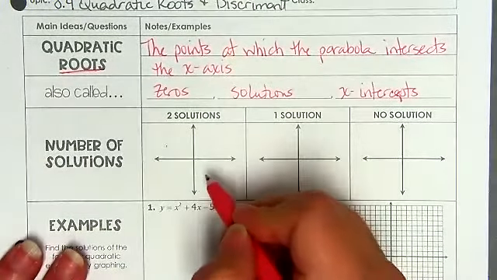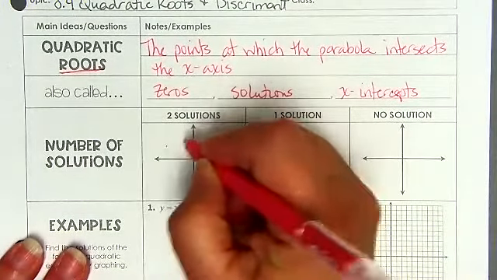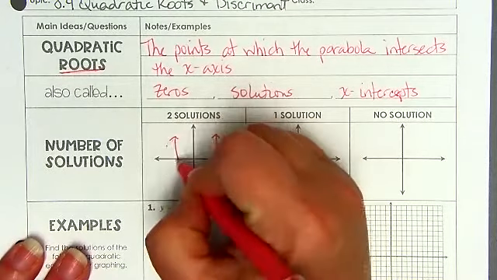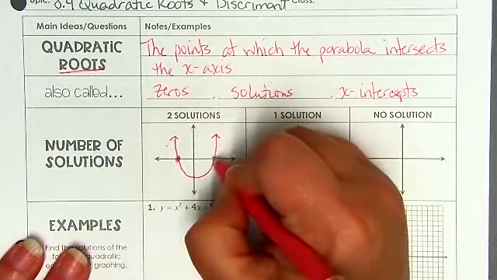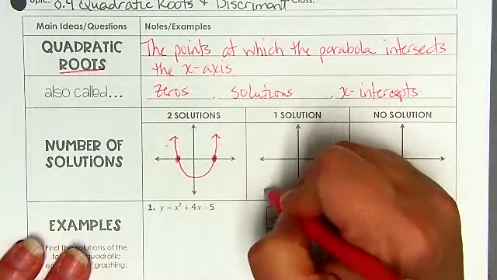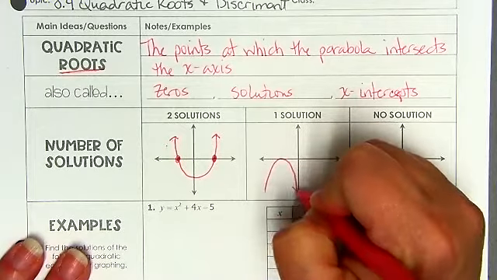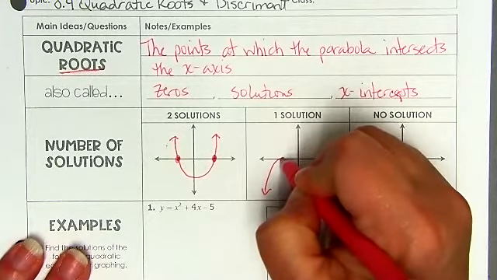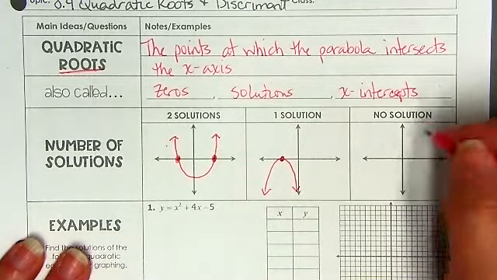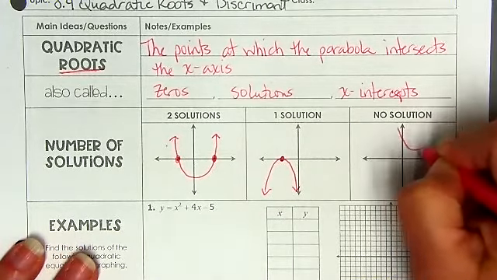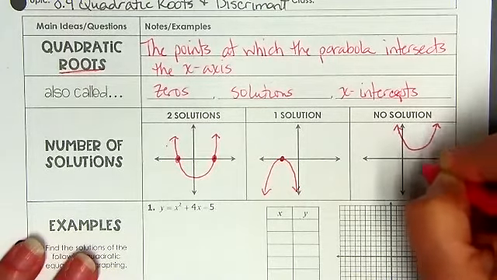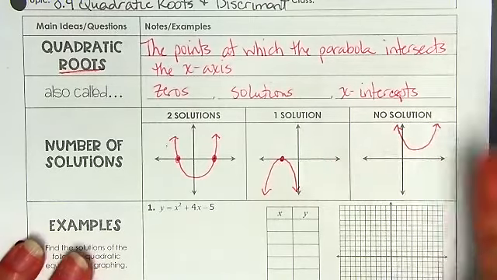Okay, so when we have 2 solutions, that means that the graph could look something like this, going up or down, but it's crossing twice. When it is 1 solution, it could look like this because it's only crossing it 1 time. When it's no solution, means it's never crossing the x-axis. So yeah, there's nothing there. It's never going to cross.